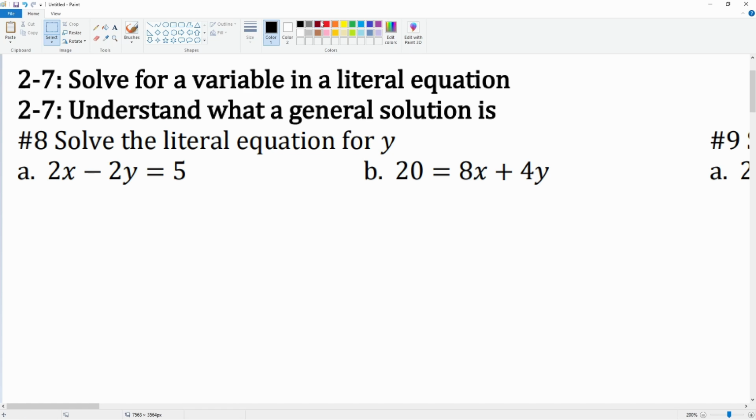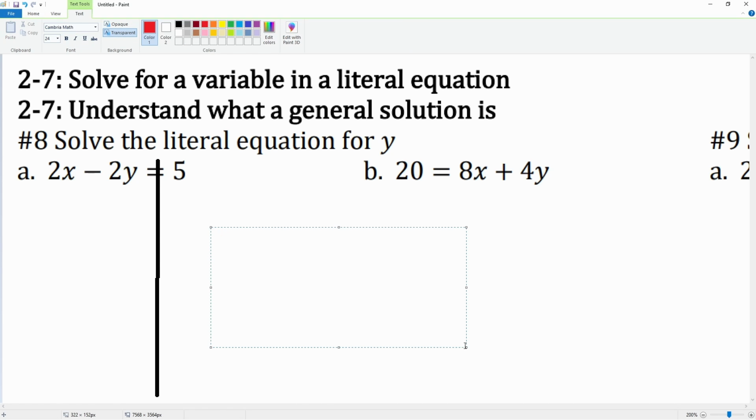Let's draw the line down the middle to separate the left from the right hand side. Our goal in all of this is to solve for y. What does this mean in English, to solve for y? We want to get y alone. That's it. That is very simple for us to do.